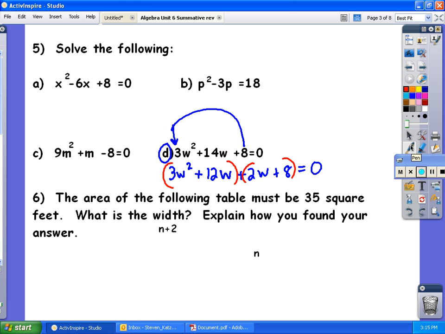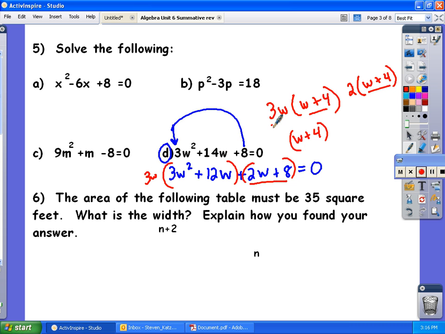So the greatest common factor here is 3w. So when I factor out a 3w, I'm left with w plus 4. And here the greatest common factor is 2. And when I factor that, I'm left with w plus 4. So my factors would be what's inside the parentheses, w plus 4 times 3w plus 2, because it's a positive 2, which equals 0.